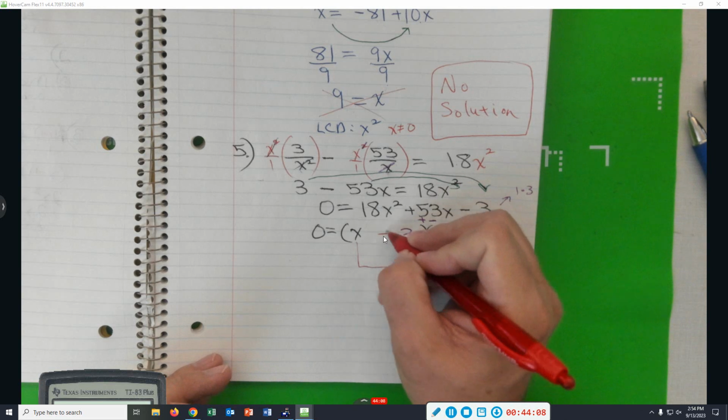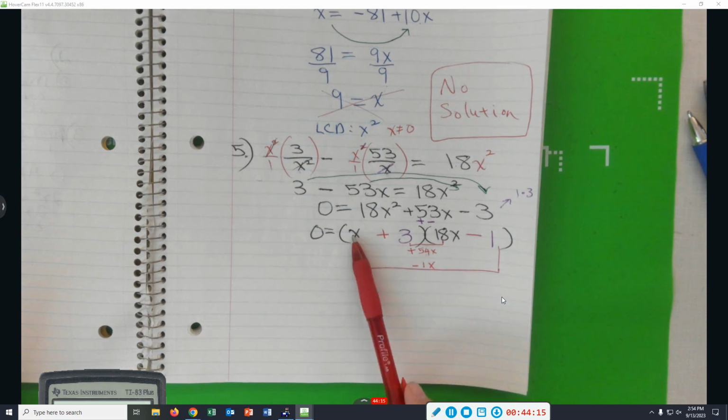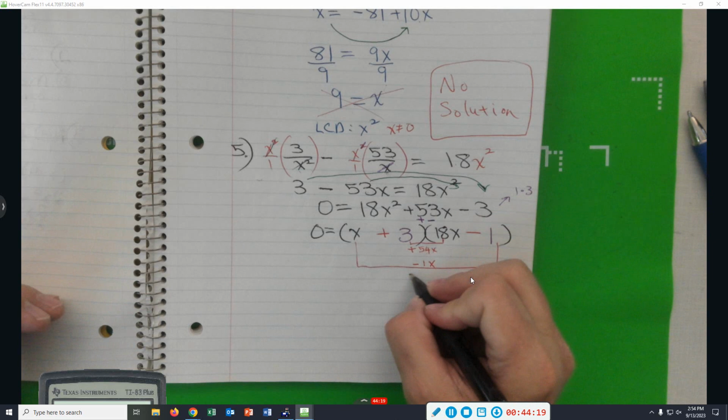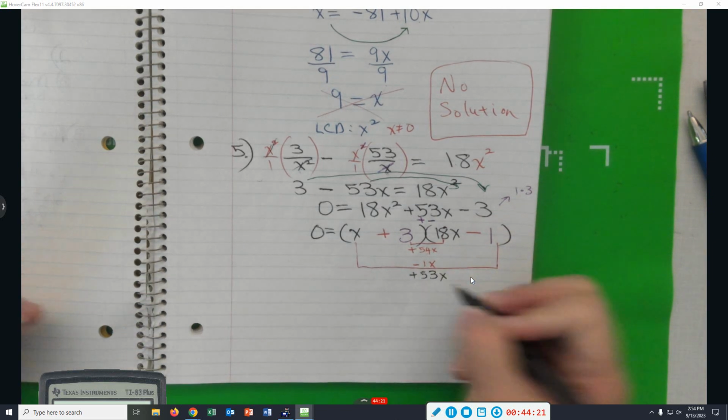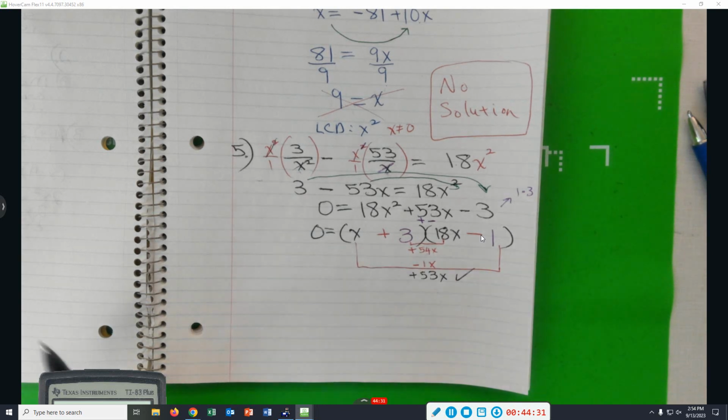In front of the 3 and the minus. You'll follow that factoring. Positive 54x minus 1x gives us a positive 53x. Is that what we needed? Yes, it was. That check just means you factored it correctly. You're not finished. Now we have to set each factor equal to 0.